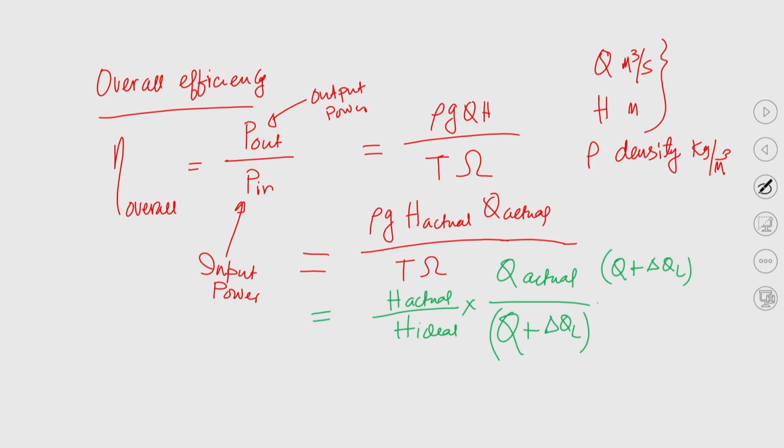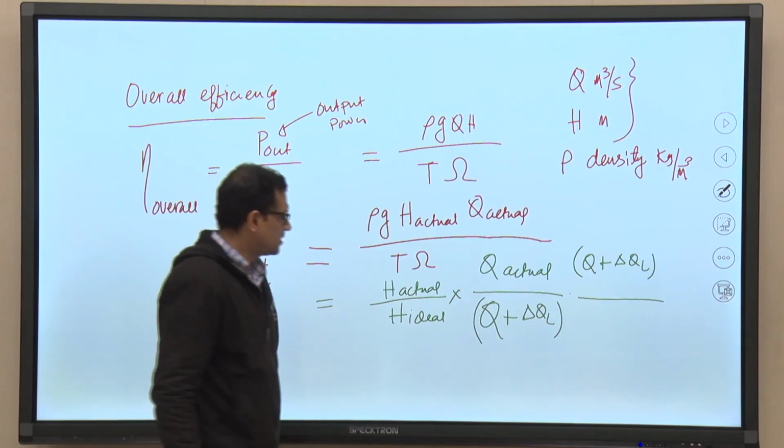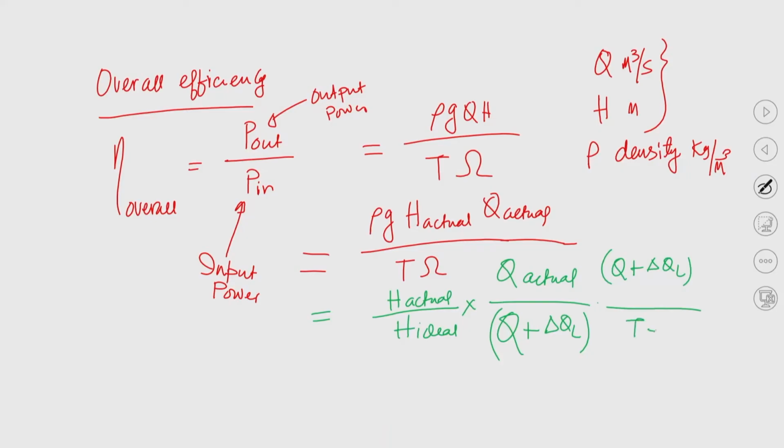right, divided by T into omega, right, T into omega. This is the P in. Okay. Now, H ideal should be multiplied over here, then it is correct. So, you can see this overall efficiency, I think it is now correct.